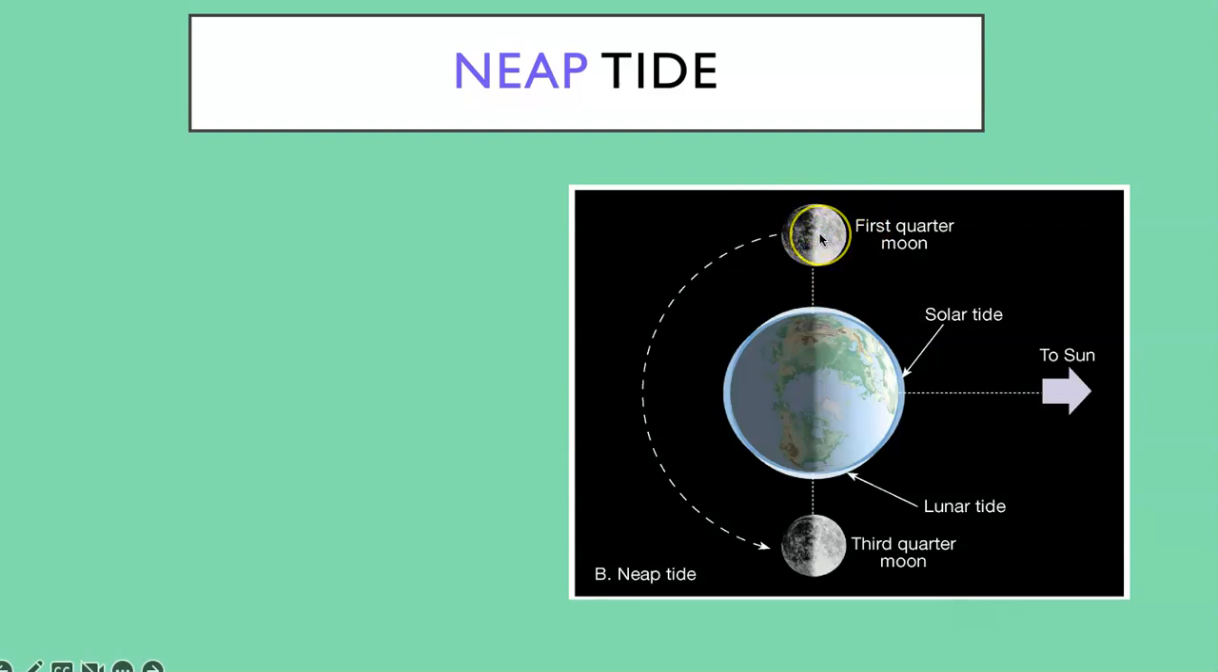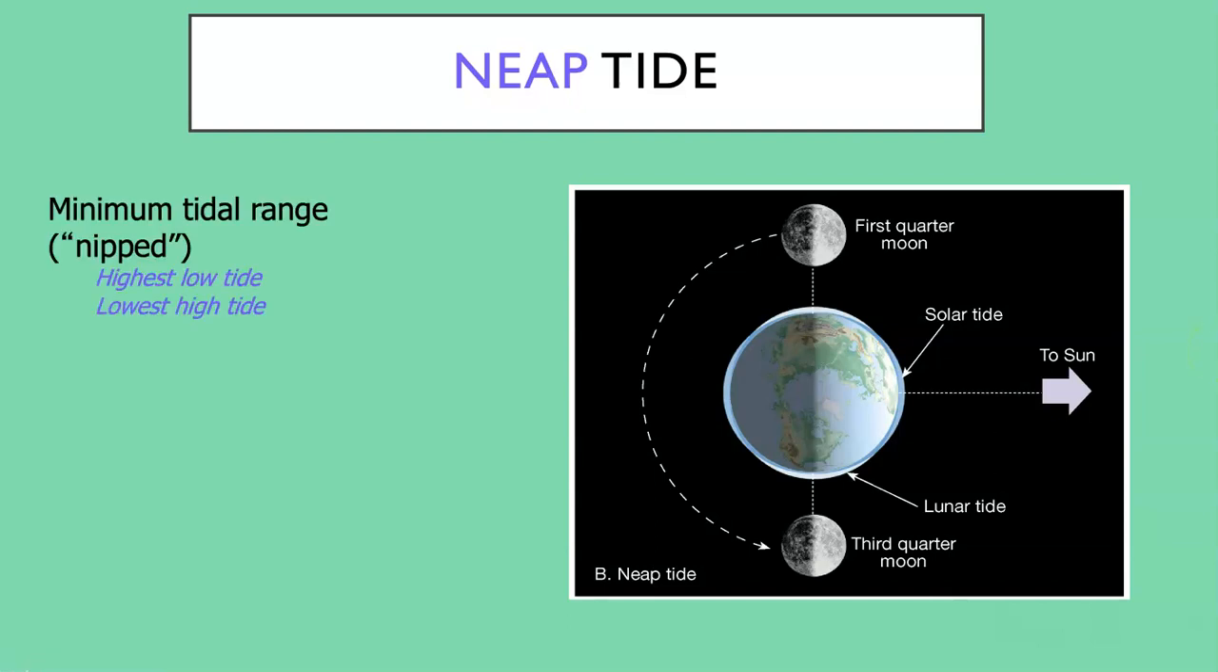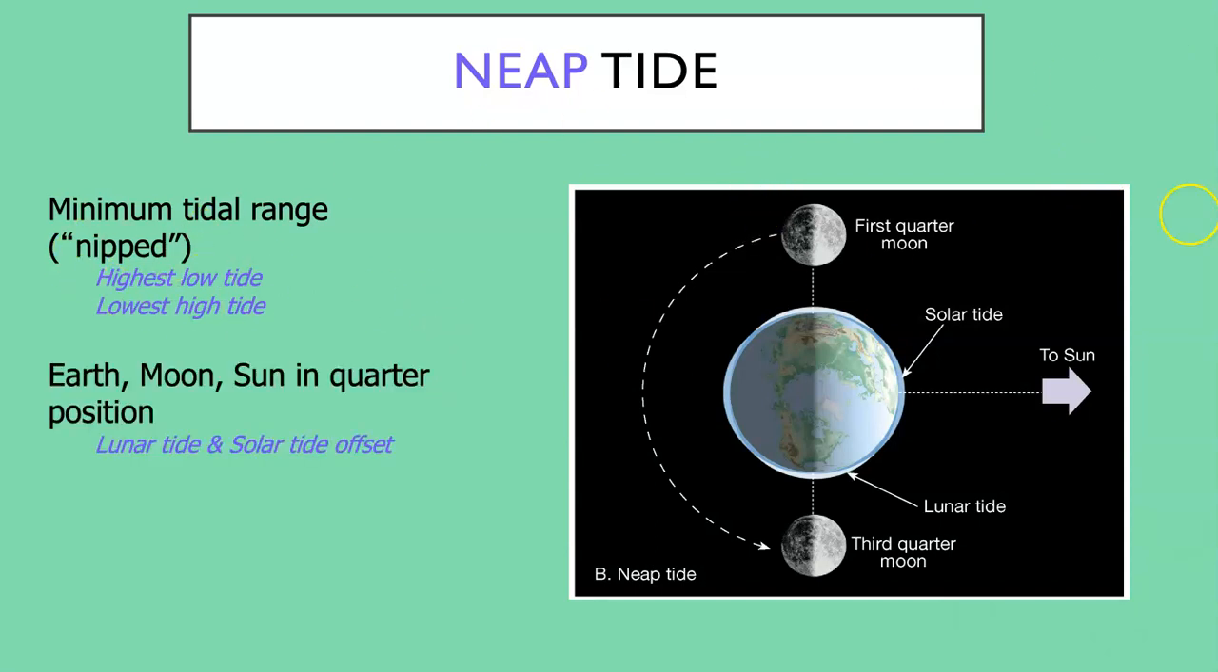So let's look at just this one up here. Here's the first quarter moon pulling Earth's water up in this diagram. The sun is pulling it to the right, so they're kind of working at 90 degrees to each other. And as a result, we get the smallest tidal range. We get the highest low, which is over here, and we get the lowest high, which is over here. The term neap tide is believed to have come from the idea that it was nipped. So the earth, moon, and sun are in what we call the quarter positions, and these tides are offsetting each other. This corresponds to the first quarter moon and the third quarter moon.